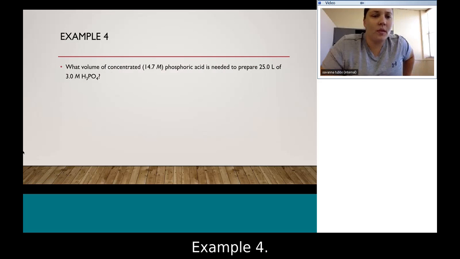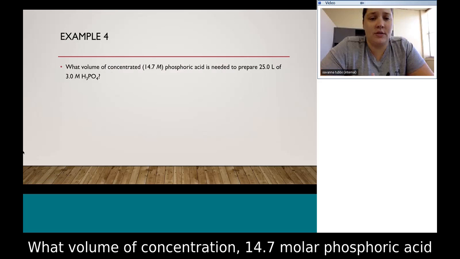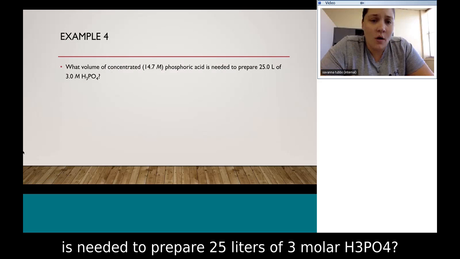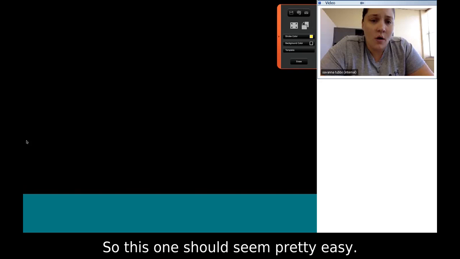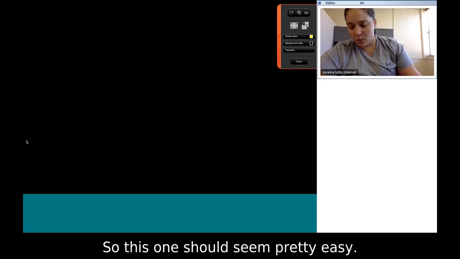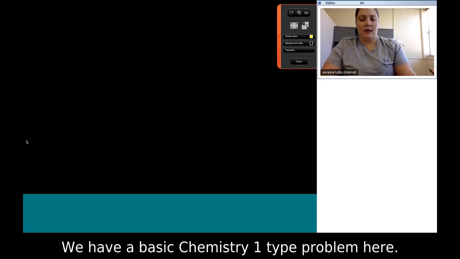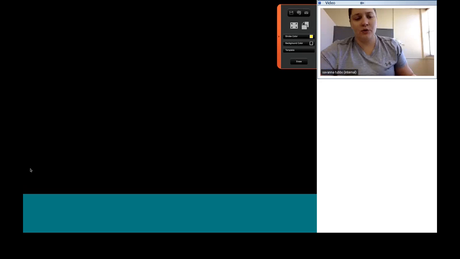Example 4. What volume of concentration 14.7 molar phosphoric acid is needed to prepare 25 liters of 3 molar H3PO4? So this one should seem pretty easy. We have a basic chemistry 1 type problem here. So it's going to be M1V1 equals M2V2.